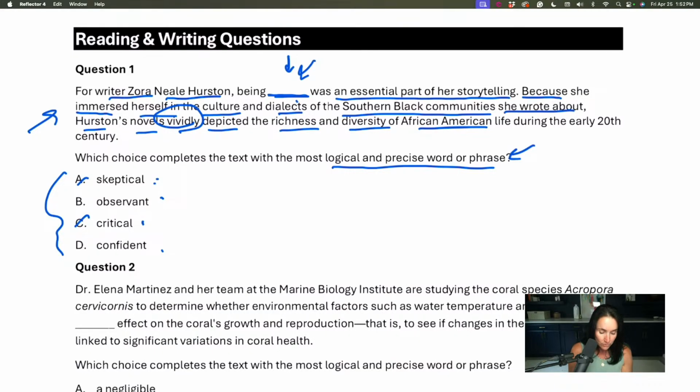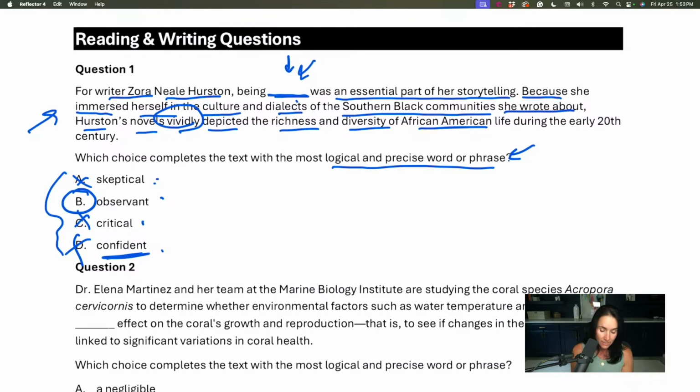All right, skeptical and observant are still out for me. They're negative. This is not a negative piece, and they don't work. Being skeptical, that's not immersing yourself. Being critical, that's not going to get you any love from any community. So she's immersing herself. That means she is being observant. Now, confident doesn't fit here. D is out. But notice I was down to 50-50 before I even read this thing.